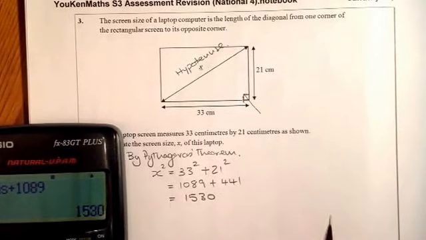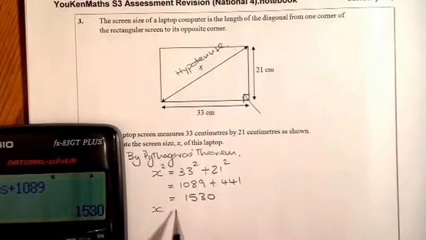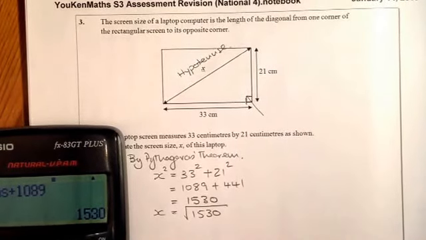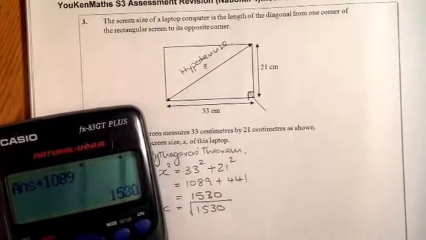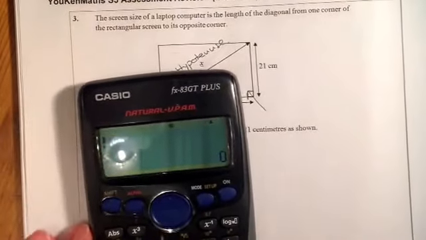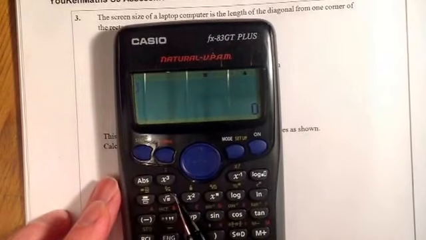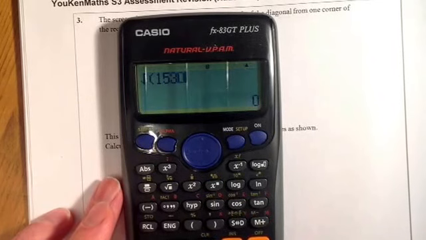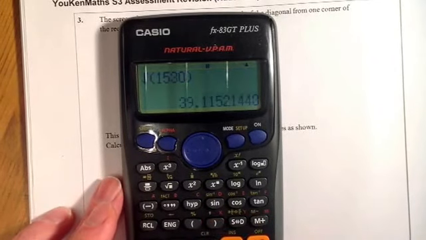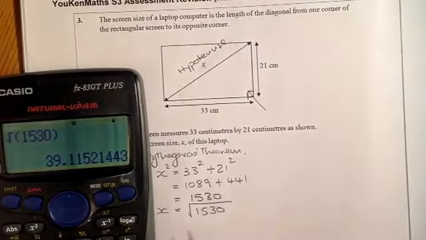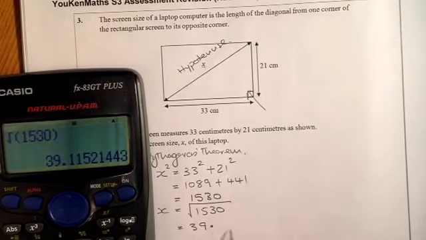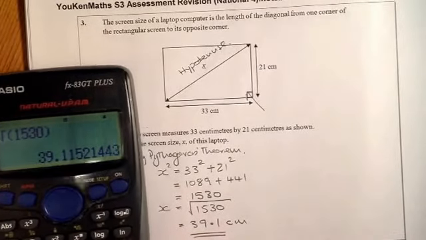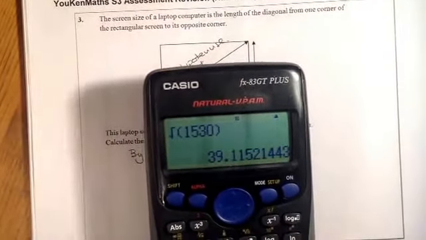That's just unrealistic. So what I can then do is take the square root of 1530. I'm going to use this button here on the calculator, the square root button. So press the square root, 1530, equals, and that's 39.1 centimetres. Okay, I've just rounded that to 1 decimal place.